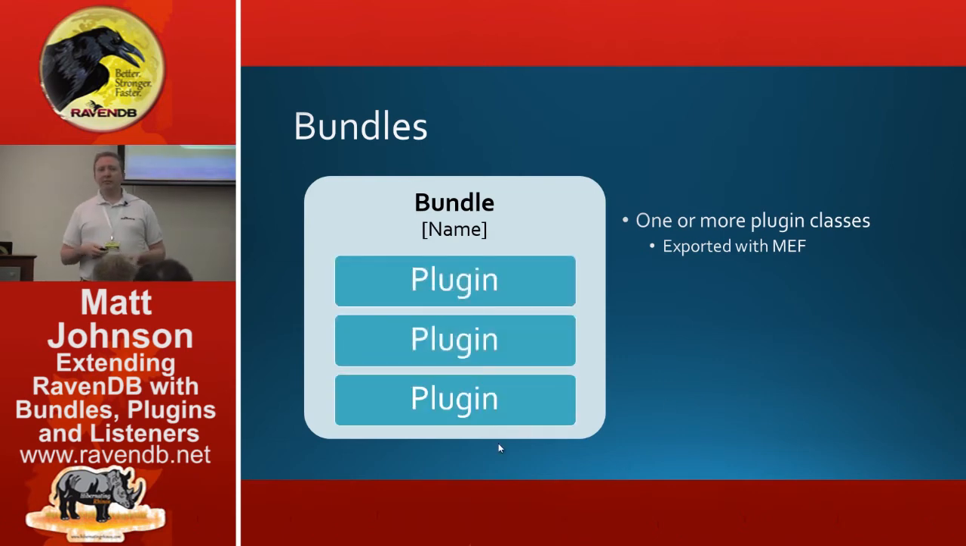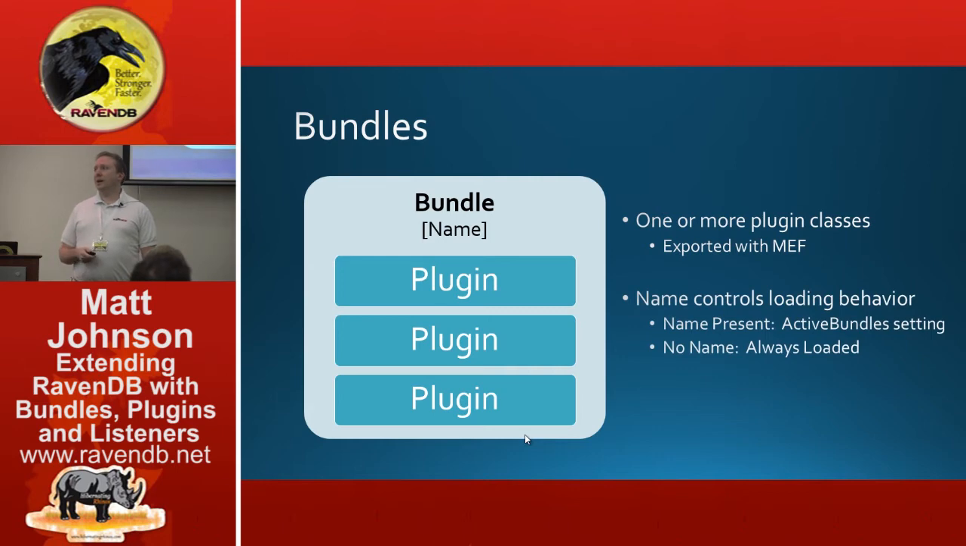So I may have a single plugin all by itself. If I want to be able to push that to a Raven server instance, it's got to go into an assembly that's going to sit in the plugins folder. That assembly is called a bundle, and we give it a name so that it can be loaded dynamically. The name is actually optional. I don't know if that's by design, but it actually comes in handy.